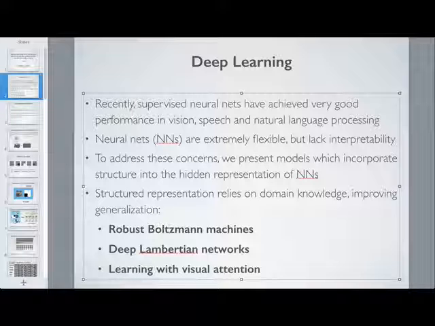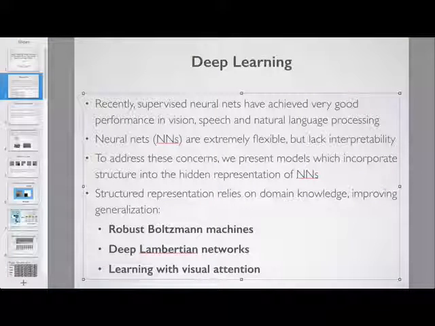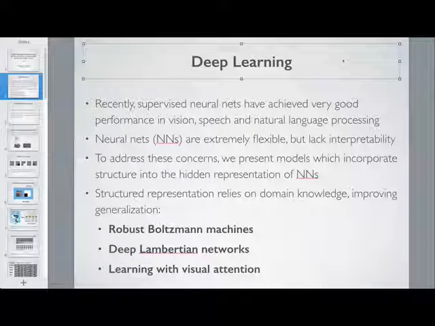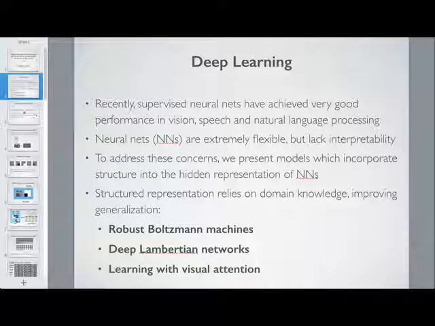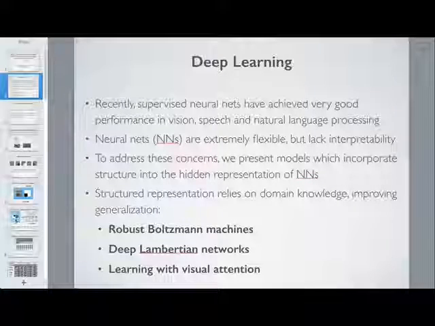So today I'd like to talk to you guys about three different models, specifically related to generative learning. The first one is the robust Boltzmann machine, the second model is what's called deep Lambertian networks, and the third one is learning with visual attention.